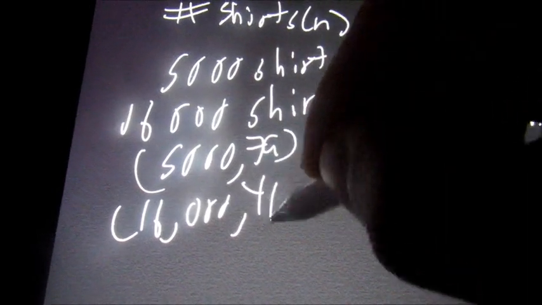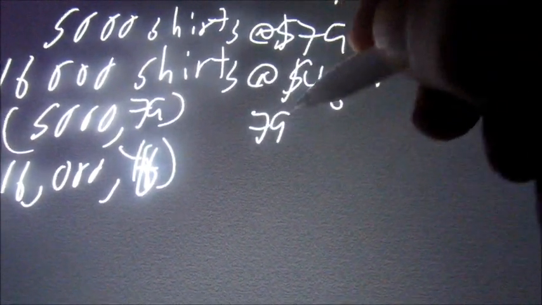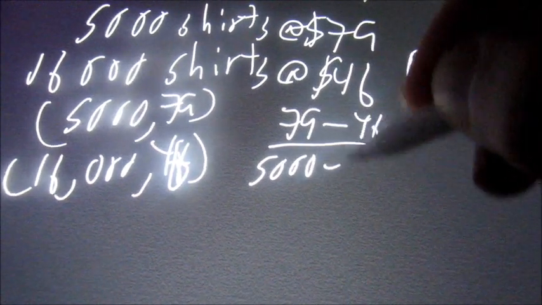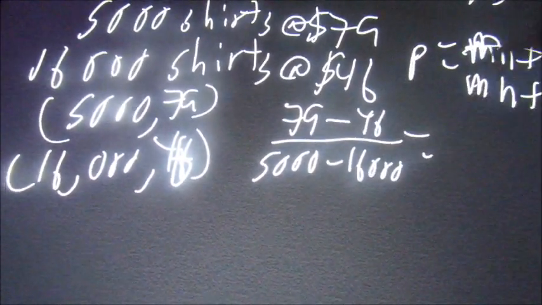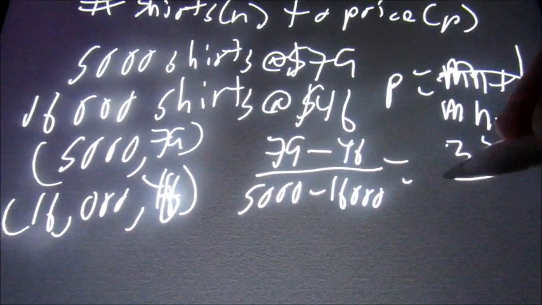So our 2 points are going to be (5,000, 79) and (16,000, 46). Because it also says that p is our y. So now we need to find our slope. So I'm going to say 79 minus 46 over 5,000 minus 16,000. And that's going to equal 33 over negative 11,000.